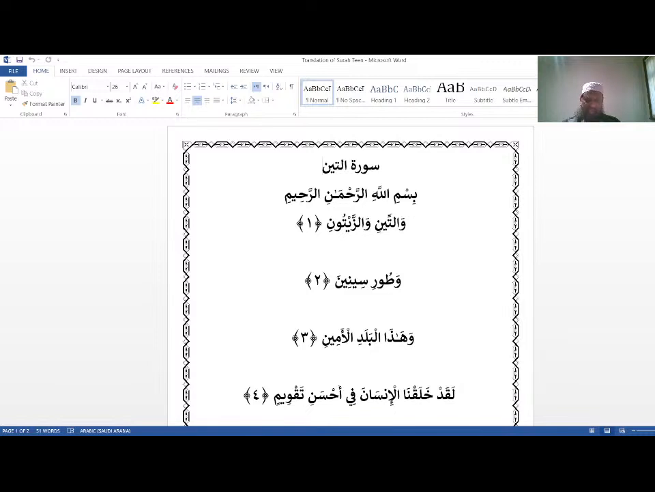And if you recap the huruful jar we've learned, one of the huruful jar is waw, and the meaning of this waw as huruful jar is to take an oath. In other words, you can translate it as "by". And the word atin means fig. So by the fig. Watin, I swear by the fig.